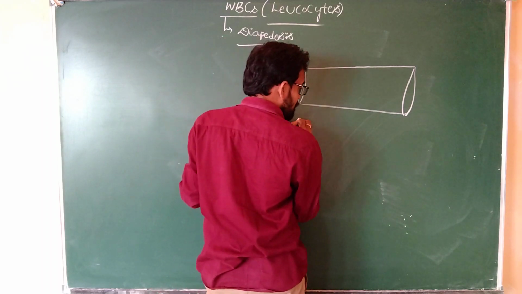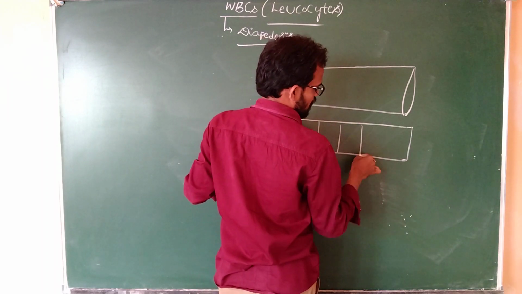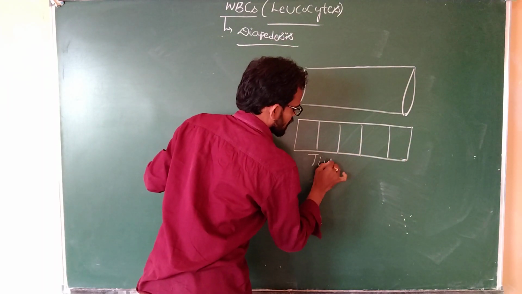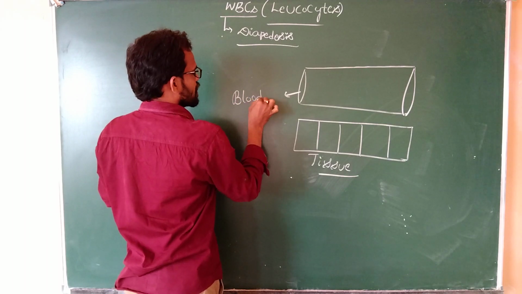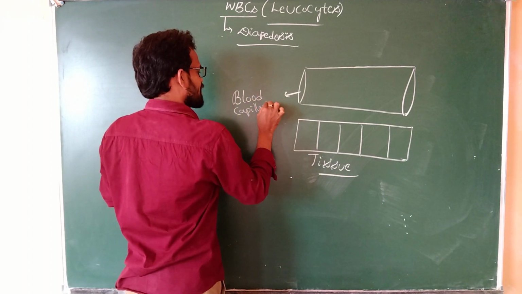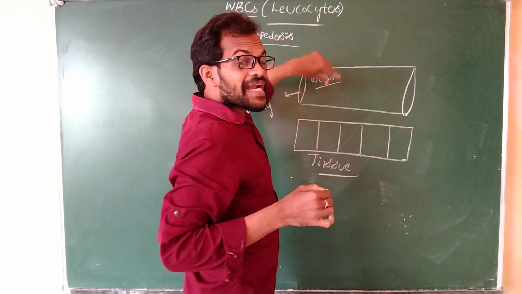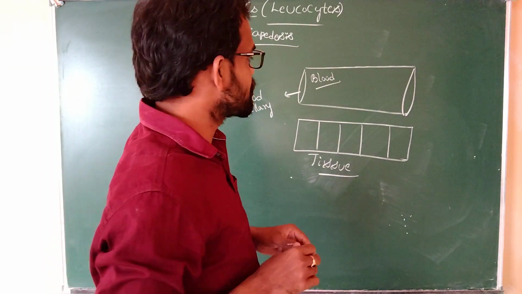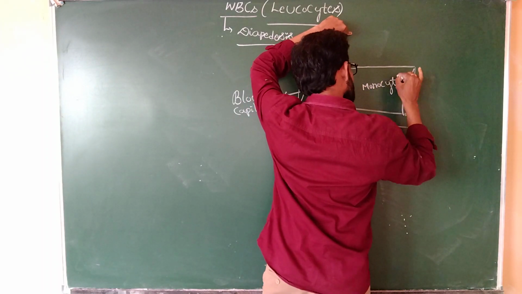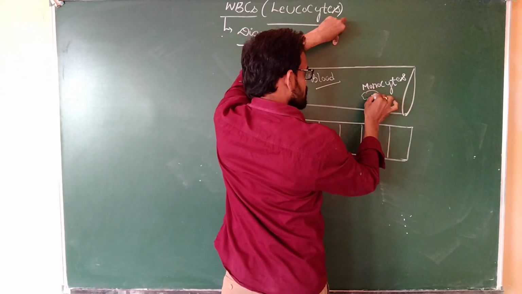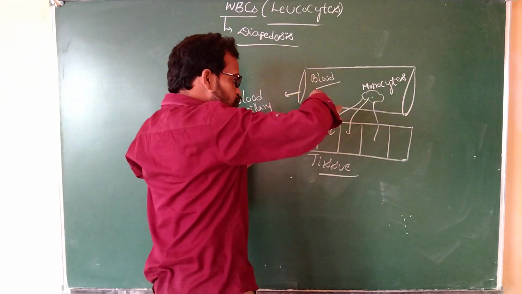The surrounding of the blood capillary consists of tissues. Inside the blood capillary, the blood is present. The blood consists of blood components, RBC cells and white blood cells. Some of the white blood cells, the monocytes, can easily squeeze and penetrate into the tissues.